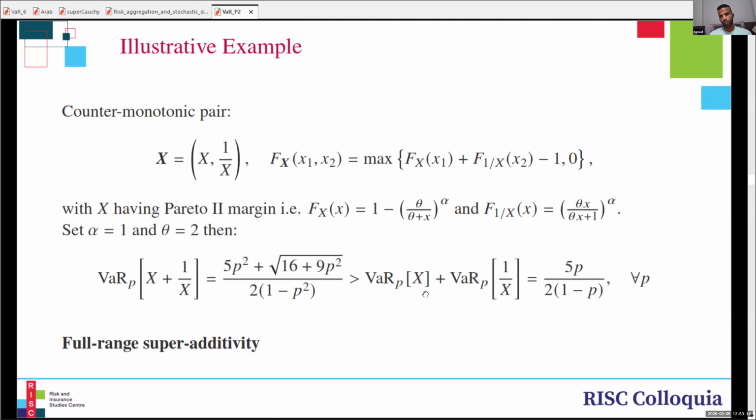While the sum of the VaRs, VaR of X plus VaR of 1 over X, is this, 5p over 2 times 1 minus p. You can work that out. Just take the inverse of those CDFs to get the individual VaRs. Then once you figure out the distribution of the sum, which is quite easy, you can take the inverse, which is the VaR here. If you compare these two, you will see that VaR of the sum is strictly bigger than the sum of the VaRs for all p between 0 and 1. So this is an example that super-additivity occurs under VaR for all p.